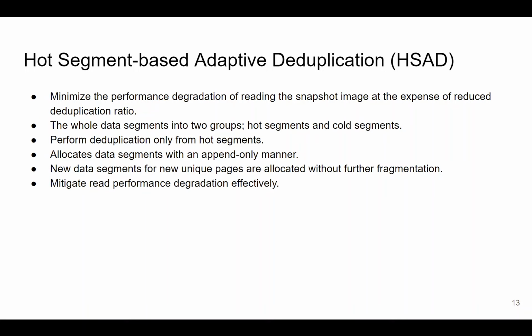HSD makes the whole data segment into two groups, hot segment and cold segment. ECS performs the deduplication only from hot segments. The segment manager locates data segments with an append-only manner. New data segments for new unique phases are located without further fragmentation. This makes new data segments be allocated from the data section as consecutively as possible, which effectively mitigates read performance degradation.